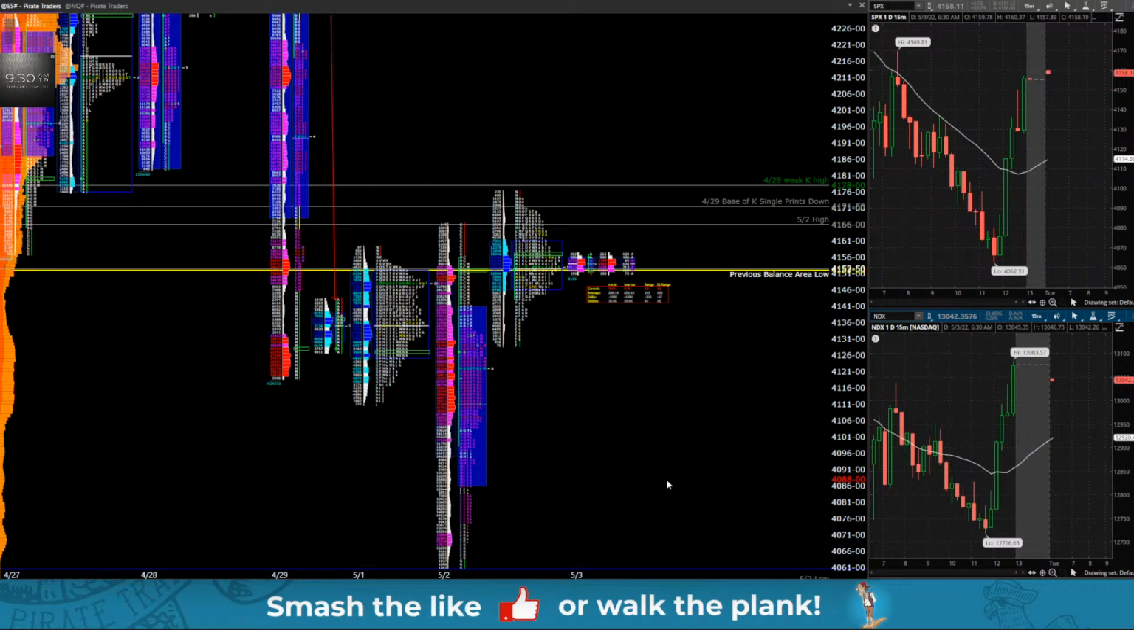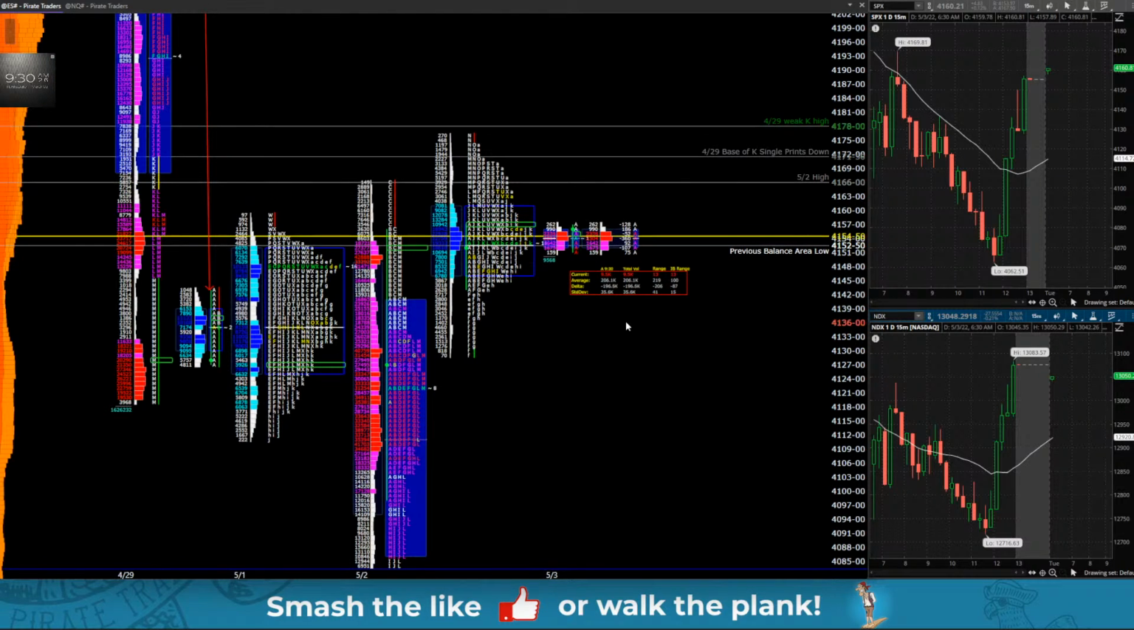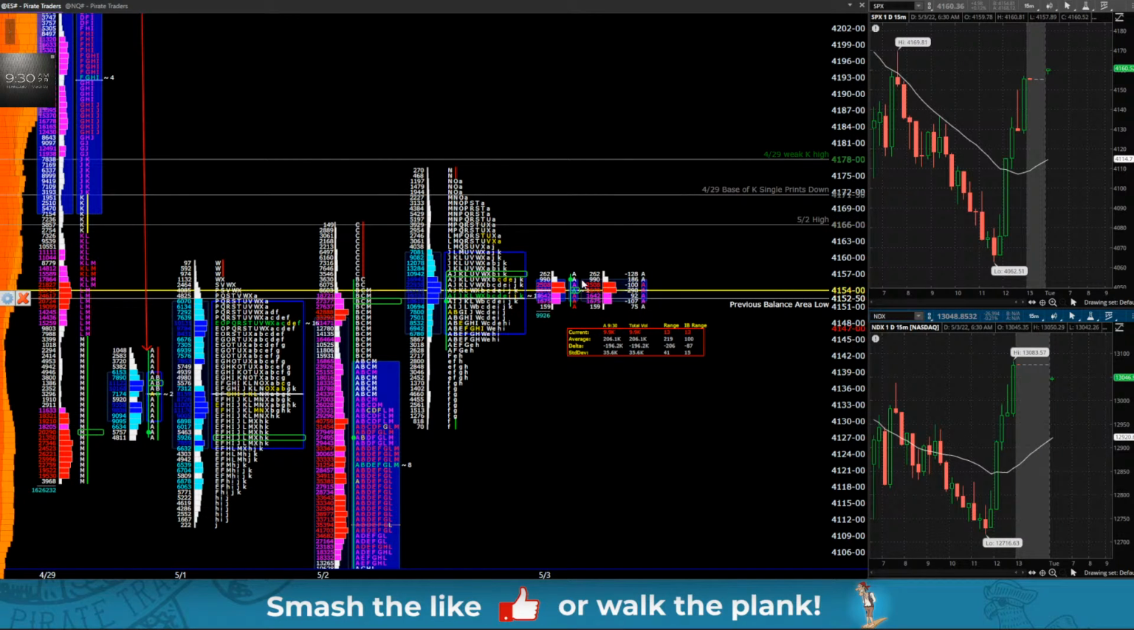So I don't have a clear signal. I'm going to need to wait for the market to give me more information. Okay. We are opening inside the previous day's range, which of course increases the odds of chop early in the morning. So I'm keeping an eye on that overnight high.